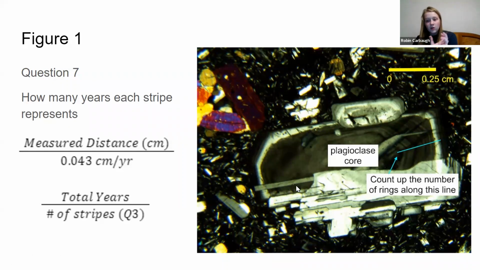And you can take that total years, that would be the time it took just here to form, and we can divide it by the number of stripes within here, which you should have gotten for question 3, just the number of stripes along this blue line.